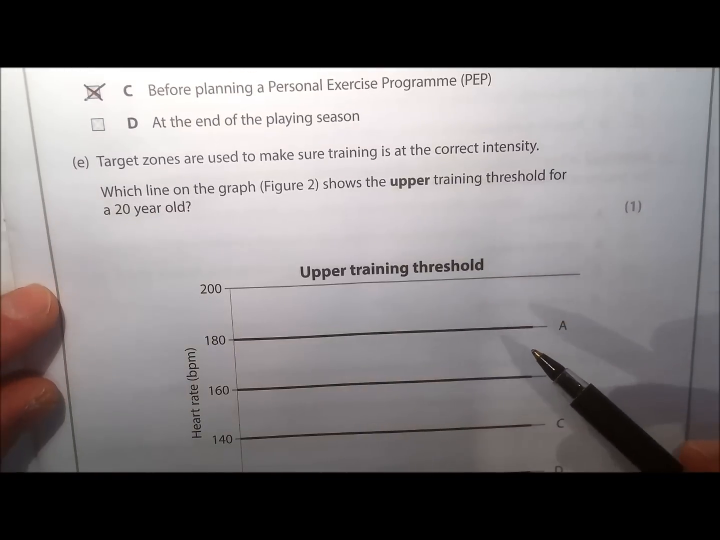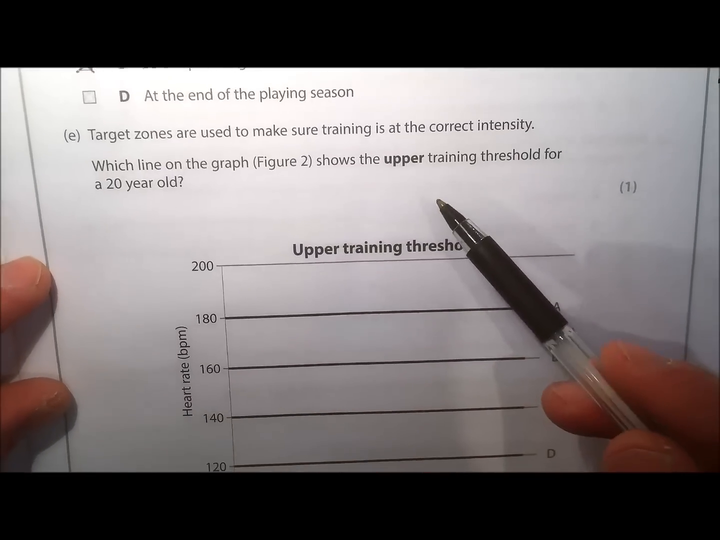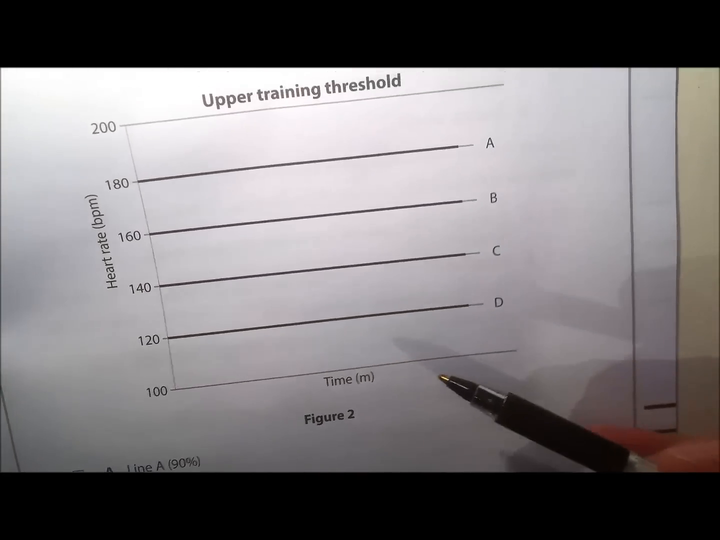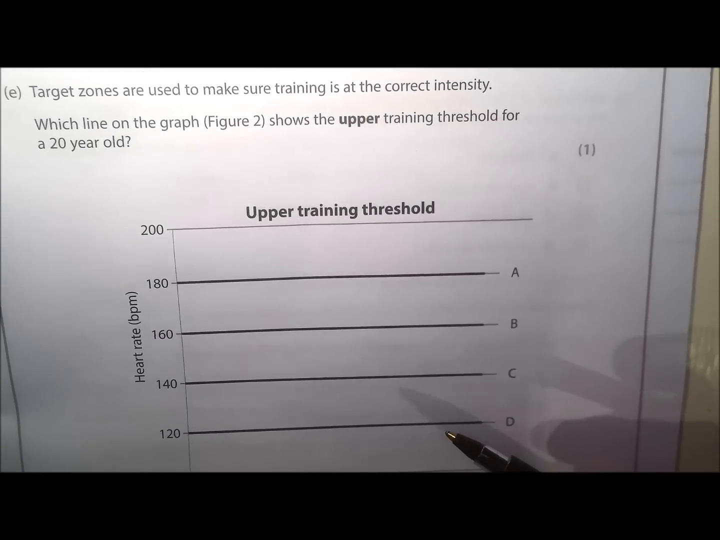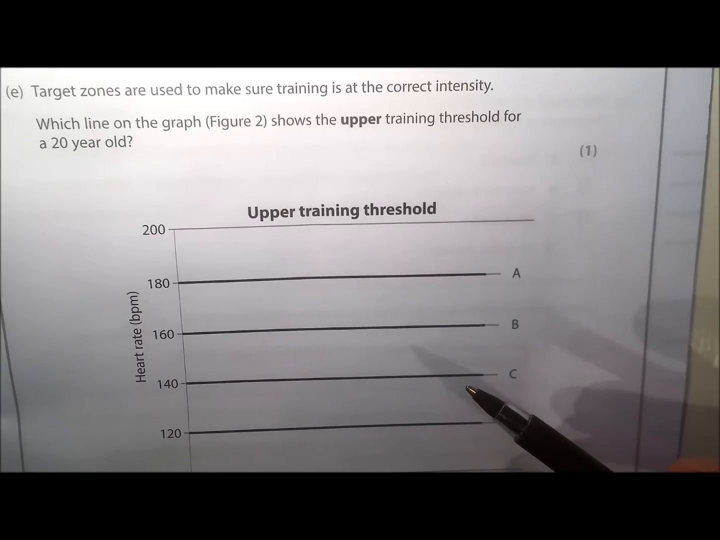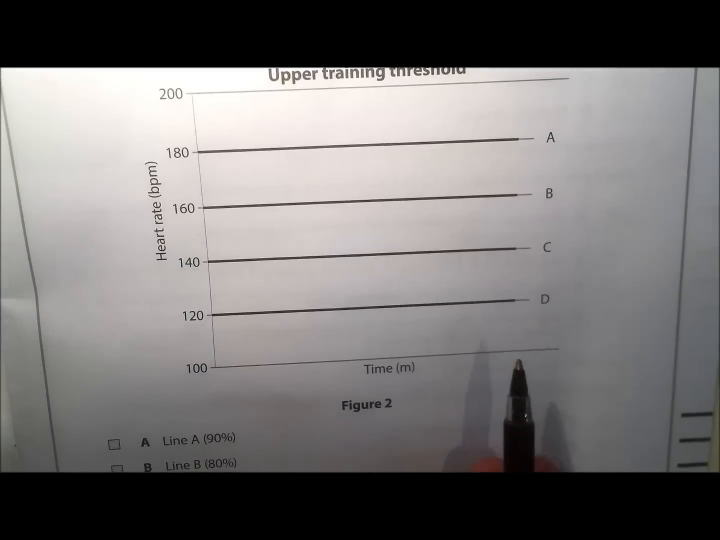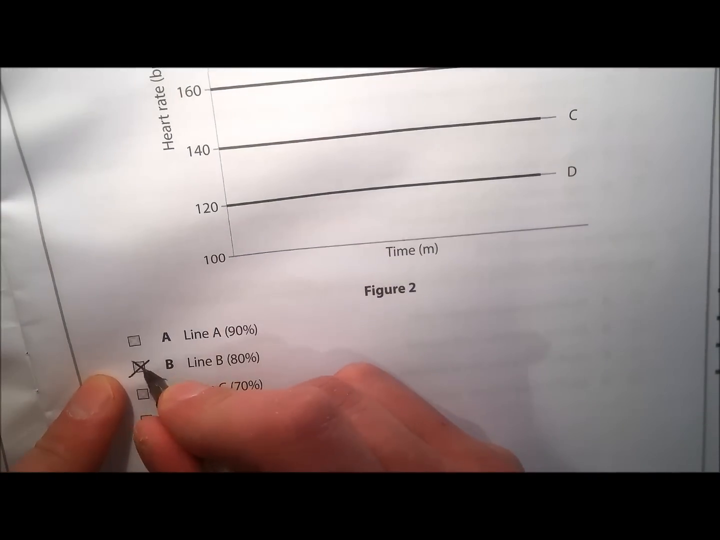E. Target zones are used to make sure training is at the correct intensity. Which line on the graph shows the upper training threshold for a 20-year-old? For this question, we need to understand that the training threshold is between 60 and 80% of your maximum heart rate. The athlete is 20 years old, therefore 220 minus your age gives them a maximum heart rate of 200. Looking at the options, line A 90%, line B 80%, C 70%, D 60%. The upper line here is line B, 80% of the maximum heart rate.